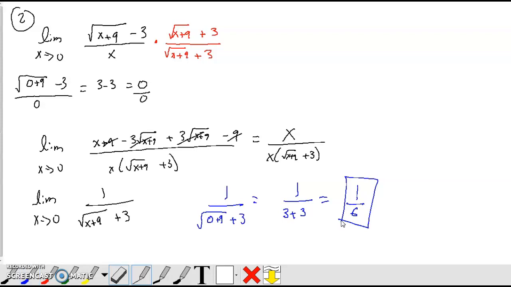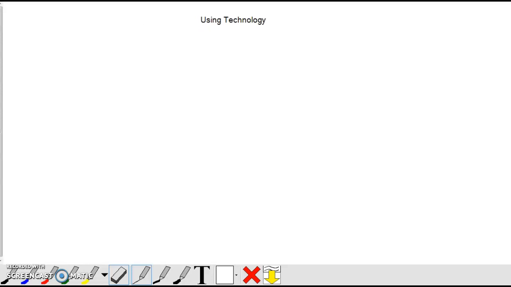So we're going to switch gears. We are going to use technology, and we're not going to focus too much on this one, just because not a lot of people have access to all of the technology. So basically when we use technology, it means that we can't divide out, we can't rationalize, and we're just approximating a limit.